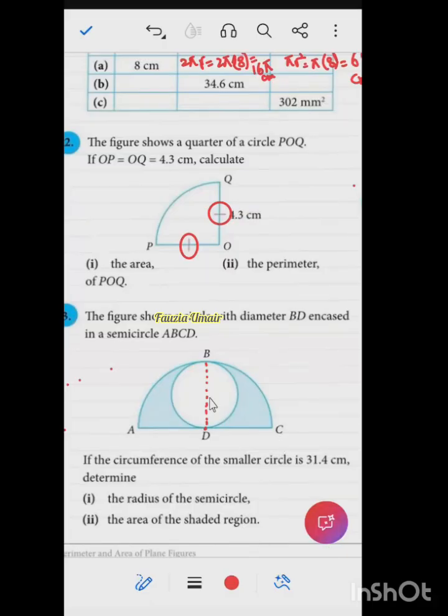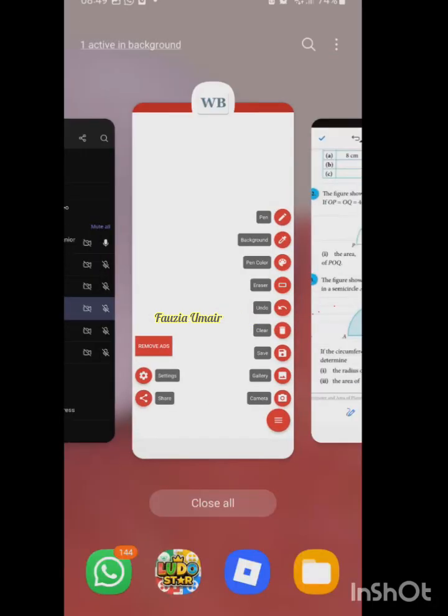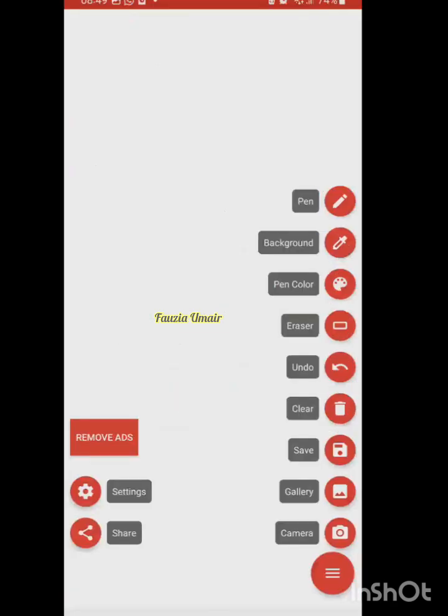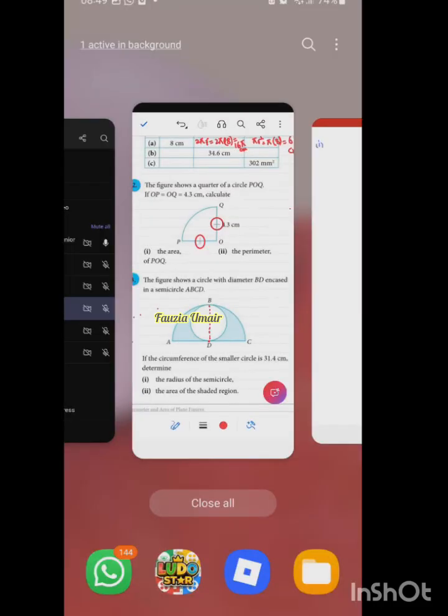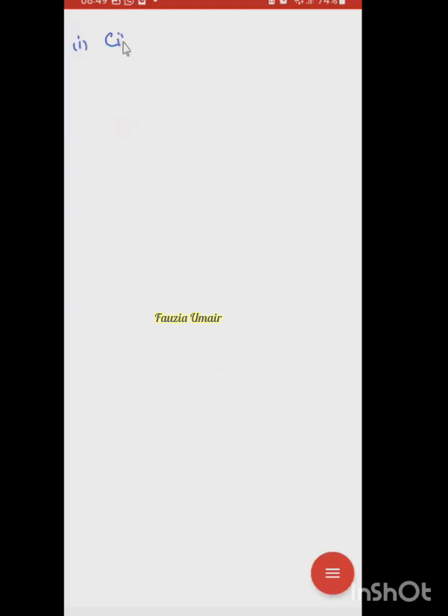Okay, so I'm going to use this again. For the first part, we know that the circumference of the smaller circle, this is given to you, is equal to 31.4 centimeter, right? So how are we going to do this, because we need to find out the value.